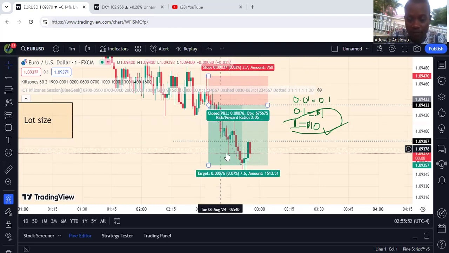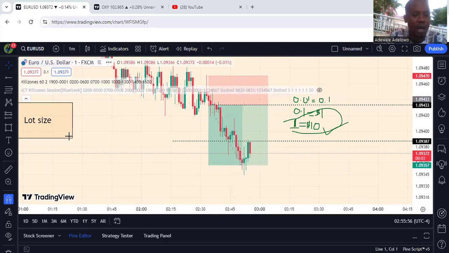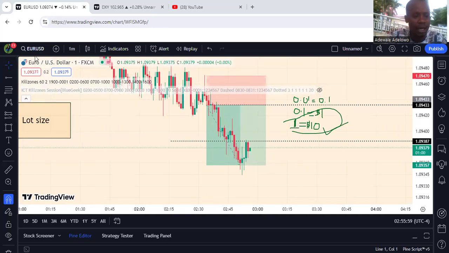Now, what do we have? Let's say 8 pips. This is 7.6, right? 8 pips. All right. Now, how do we do it? Since we say that each pip has a dollar value, what's the dollar value for this? $10. So I have 8 pips. This is how to convert your pips to money.